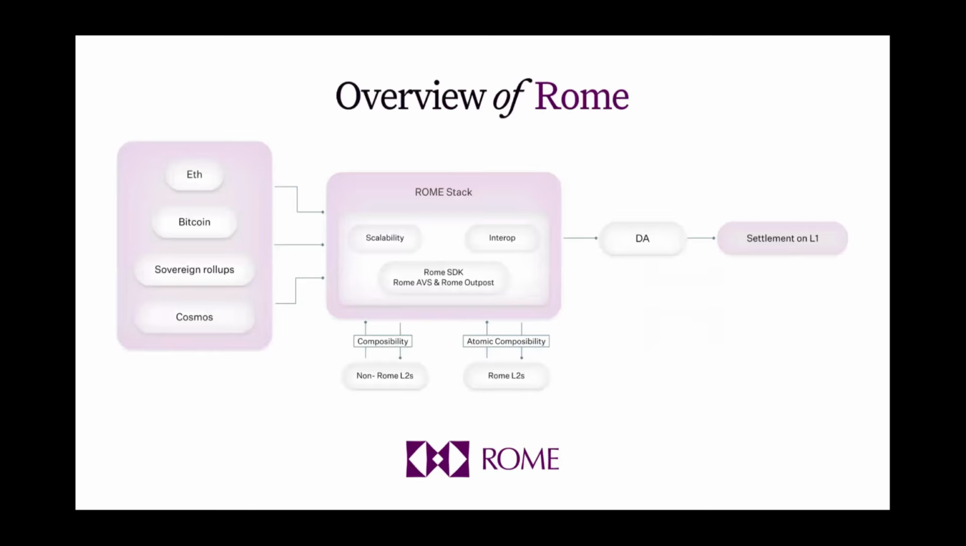So this is the entire overview of the ROM. As you can see right here, you have Ethereum, Bitcoin, Sovereign rollups, Cosmos. Everything is interacting with the ROM stack, and the ROM stack provides two things: scalability and interoperability. It provides scalability for Ethereum and Bitcoin, and interoperability for Sovereign rollups and Cosmos. And we have components, ROM SDK, ROM AVS and Outpost, which enable you to create layer twos on top of ROM, and that can interact with all the other ecosystems.